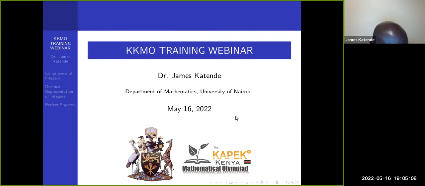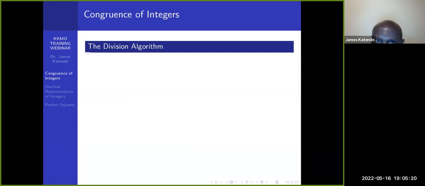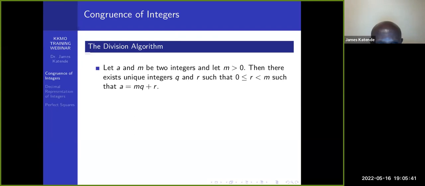Thank you. So today we shall be talking about the congruence of integers. That's the topic for today. You could also call it modular arithmetic instead of congruence of integers, but they both mean the same thing. We'll call them congruence of integers for today. So we will start with what is usually known as the division algorithm.